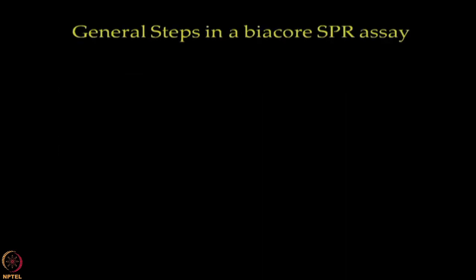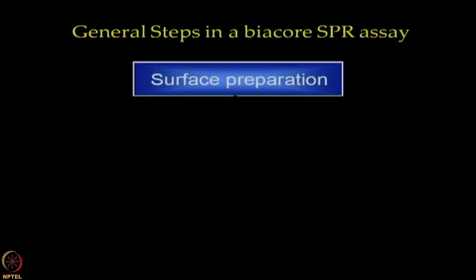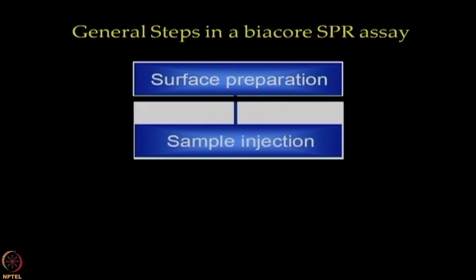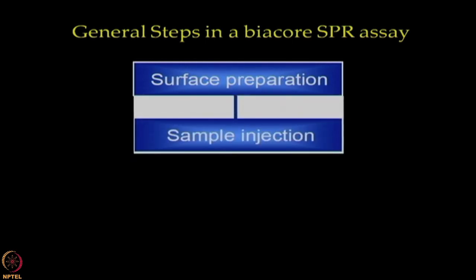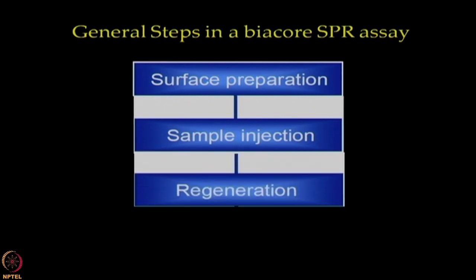The three major steps in a Biacore SPR assay involve immobilization, the process by which ligand is attached to the sensor chip surface, interaction analysis, where the analyte is injected over the sensor chip surface, and the interaction between the analyte and the immobilized ligand is monitored, and regeneration, the process of removing bound analyte from the ligand on the surface.